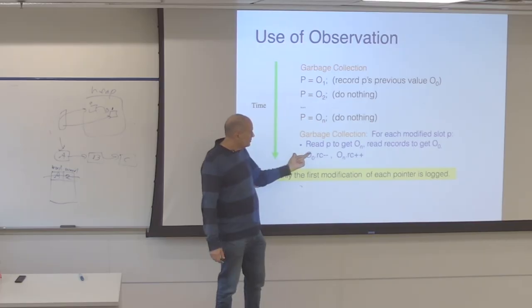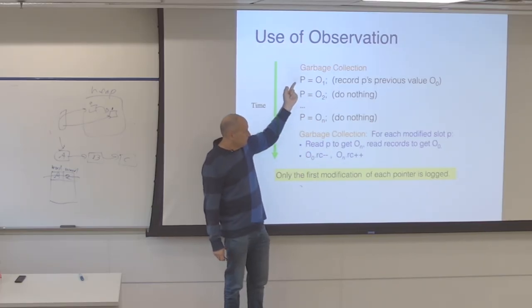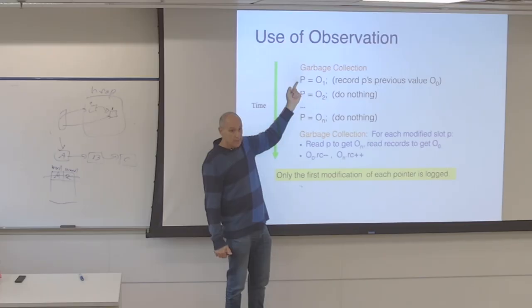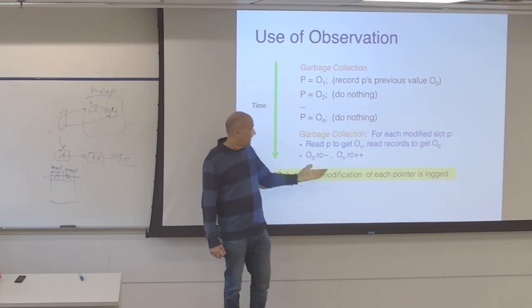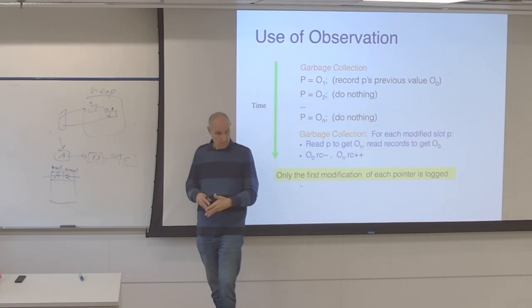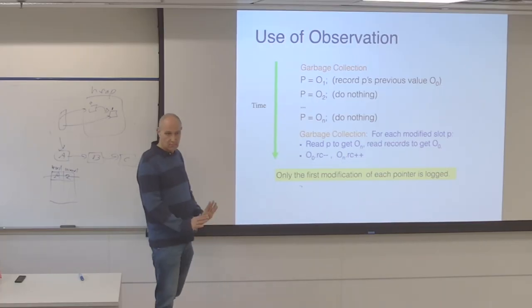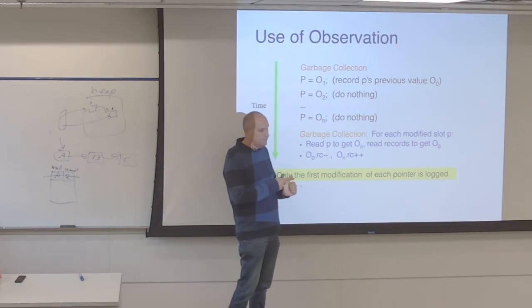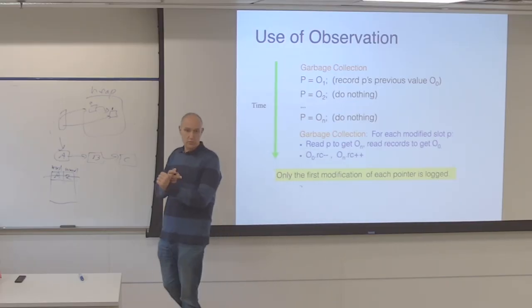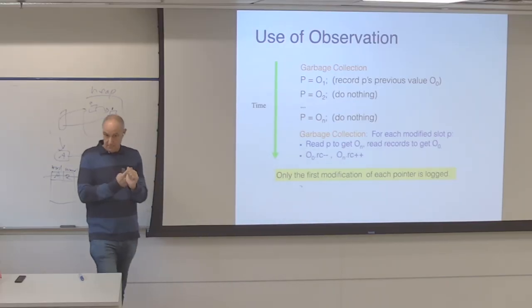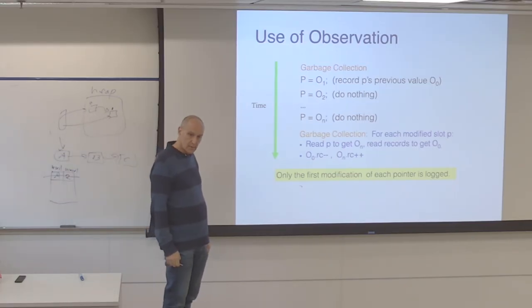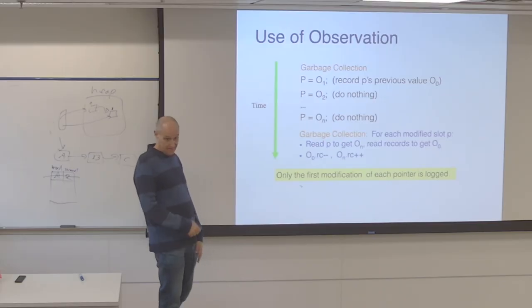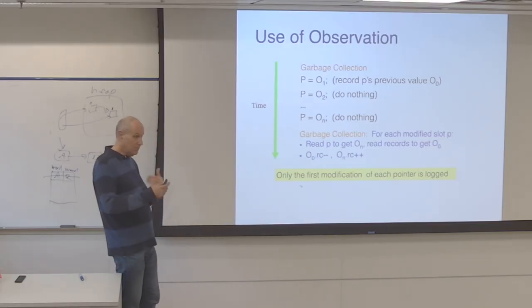And then when the garbage collection comes, for each modified pointer like that, I read from the records what O0 was, the value that it had before the first modification. And I can read from the heap now what ON is. And that's enough. So for each modified pointer, I need to know what it pointed to in the previous snapshot, in the previous garbage collection. I need the mechanism. I need buffers.